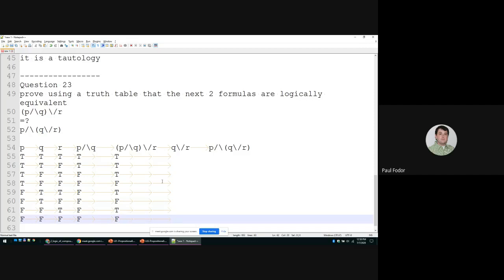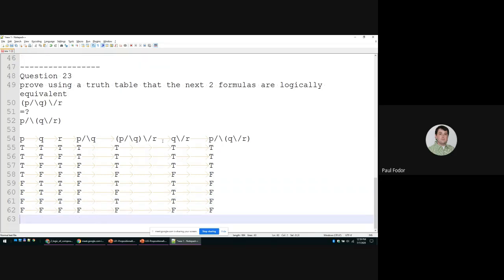And then I have Q or R. So this is the second column and the third column. So we have true or true is true, true or false is true, false or true is true, false or false is false, true or true is true, true or false is true, false or true is true, and false or false is false. And now we have the conjunction between P and the disjunction between Q and R. So first of all, true and true is true, true and true is true, true and true is true, true and false is true, and false and anything else is false.